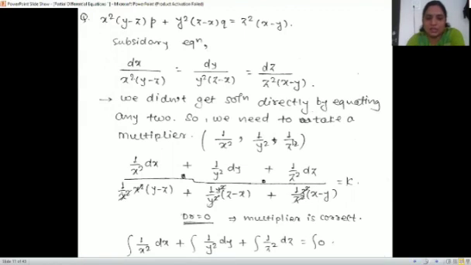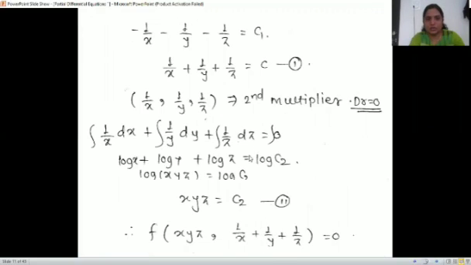So your answer is integration of 1 upon x square dx plus 1 upon y square dy plus 1 upon z square dz is equal to c. And integrating, we get minus 1 upon x minus 1 upon y minus 1 upon z is equal to c. Then that is 1 upon x plus 1 upon y plus 1 upon z is equal to c1, the first constant, right? And this is the first solution also.